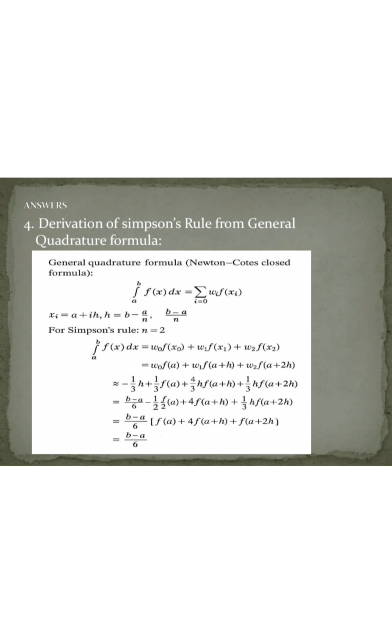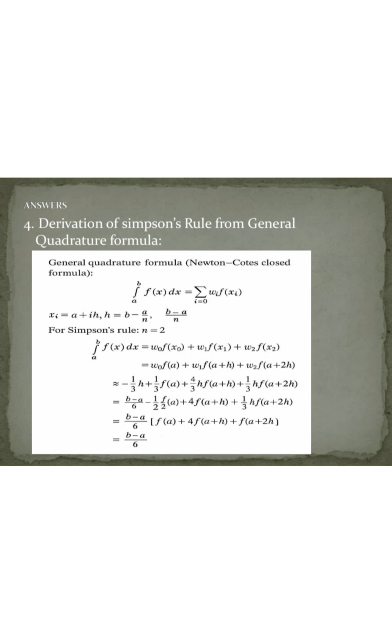Derivation of Simpson's rule from the general quadrature formula. The general quadrature formula, that is the Newton-Cotes closed formula: the integral of f(x) from a to b equals the summation from i equals 0 to n of w_i f(x_i), where x_i = a + ih and h = (b-a)/n. For Simpson's rule, n equals 2.